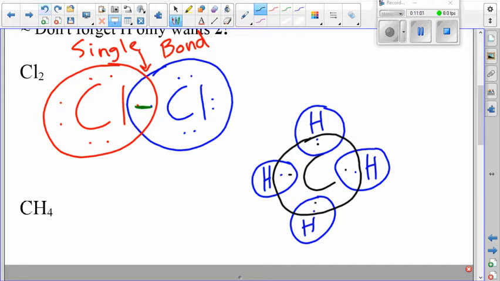We have 4 places of overlap. Do you guys see that? So that means there are 4 bonds in this problem. And each one of these happens to be a single bond because there's just a single element being shared by each atom.